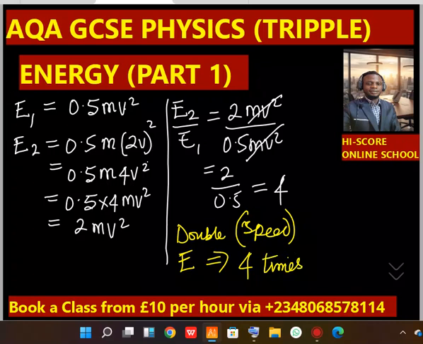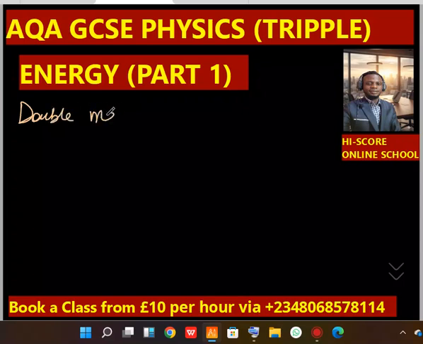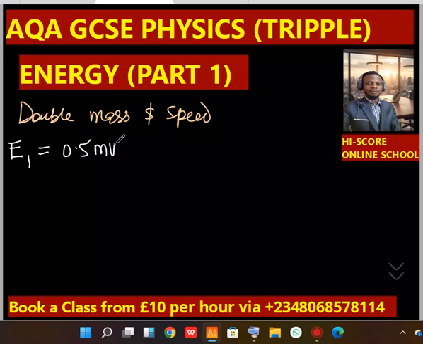All right. However, a question may come asking us to find out what happens if we double both the mass and speed. What happens? Initial energy E1 is 0.5 mv squared. If we double the mass, E2 becomes 0.5 times, mass becomes 2 times m, 2m times 2v all squared.